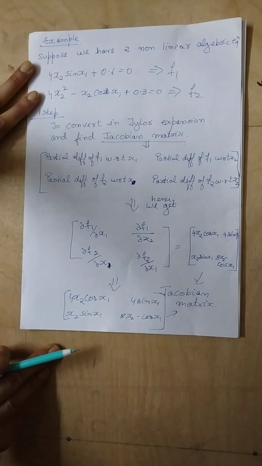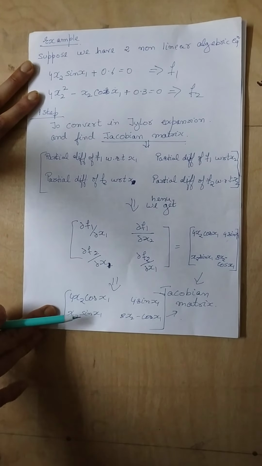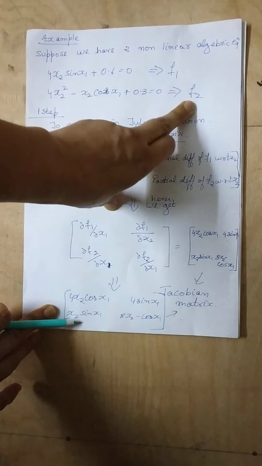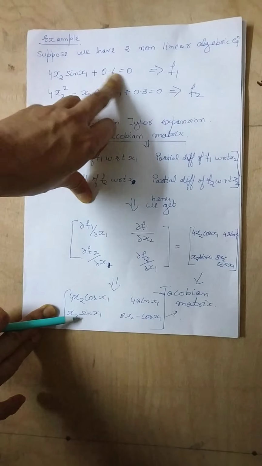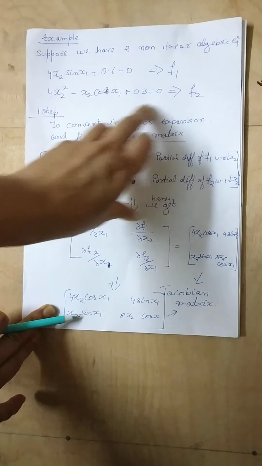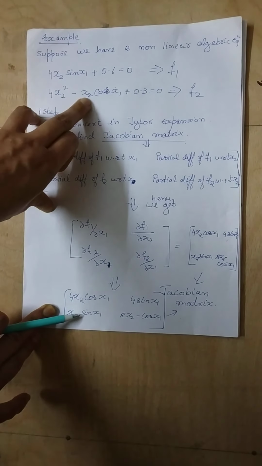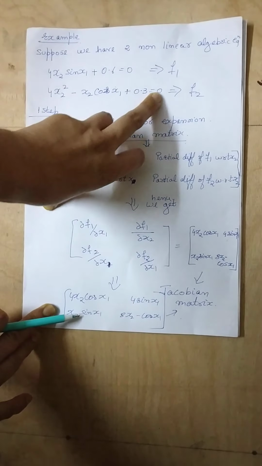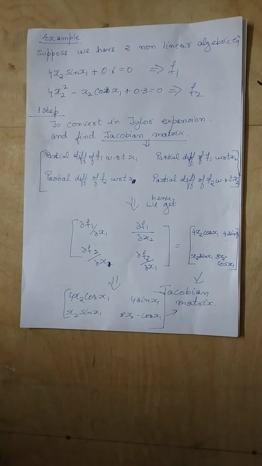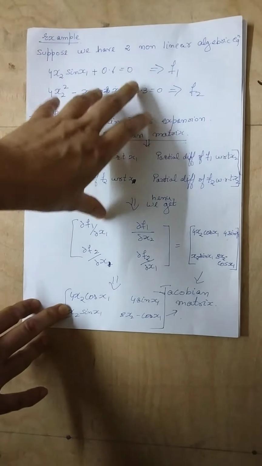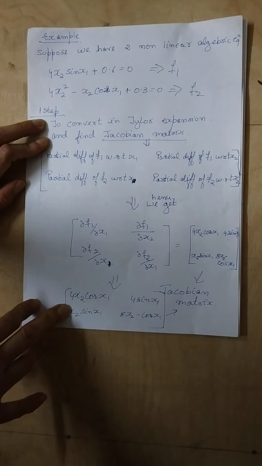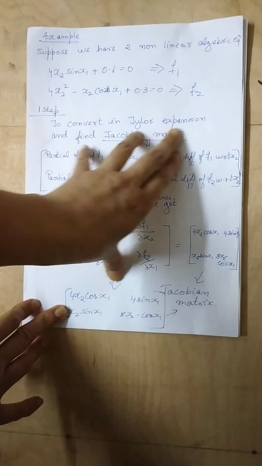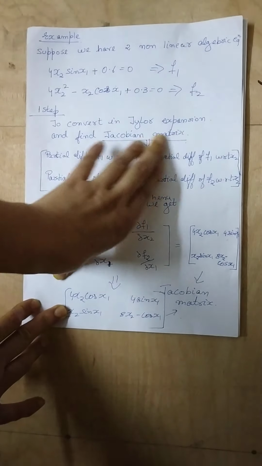in the system. Okay. So I have taken simple two functions f1 and f2 with an equation: f1 is 4 x2 sin x1 plus 0.6 equals 0, and my f2 is 4 x2 squared minus x2 cos x1 plus 0.3 equals 0. So these are simple non-linear algebraic equations. Now my first step is to convert in Taylor expansion and find the Jacobian matrix.